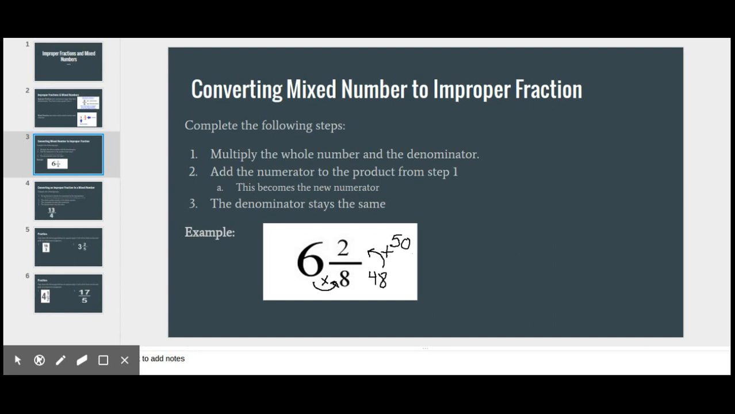50. So when we rewrite this as an improper fraction, the value that we just found, which is 50, becomes the new numerator, and then the denominator, 8, stays the same. If we look, 50 and 8 have a common factor of 2, so we can simplify this to 25/4. So 6 2/8 as a simplified improper fraction would be 25/4.